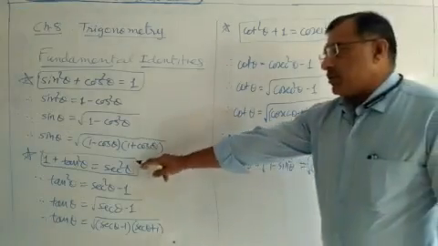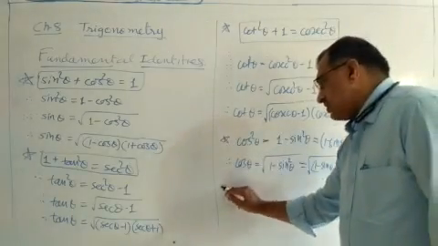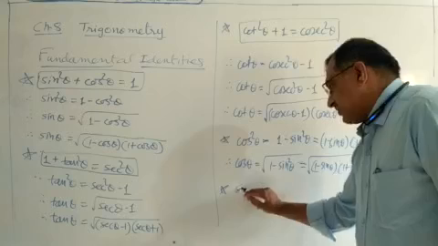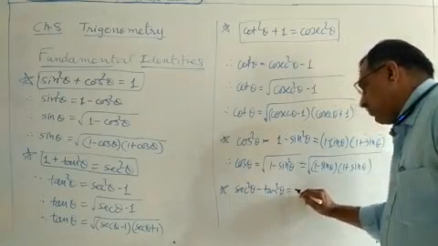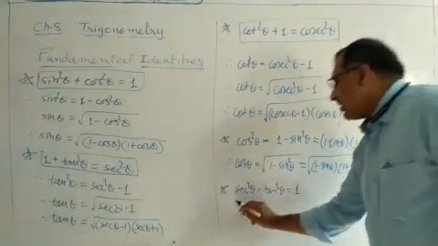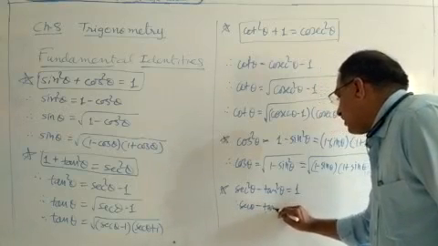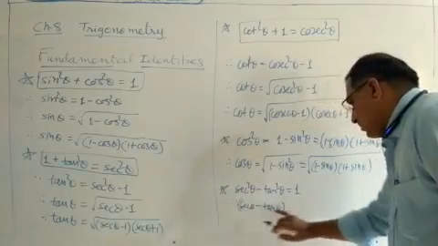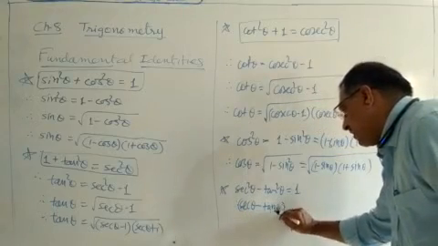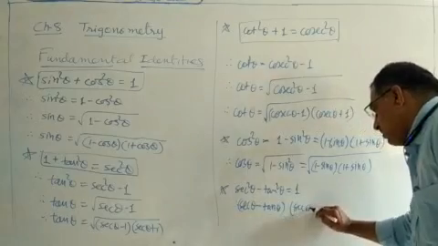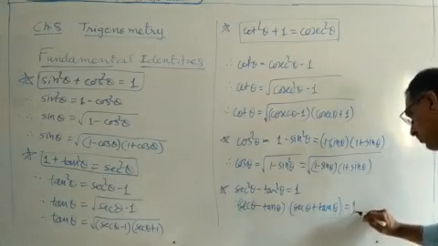Similarly, we can go for this identity 1 plus tan square theta is equal to sec square theta. So for this also we can write sec square theta minus tan square theta is equal to 1, and so this can be written as sec theta minus tan theta multiplied by sec theta plus tan theta is equal to 1.